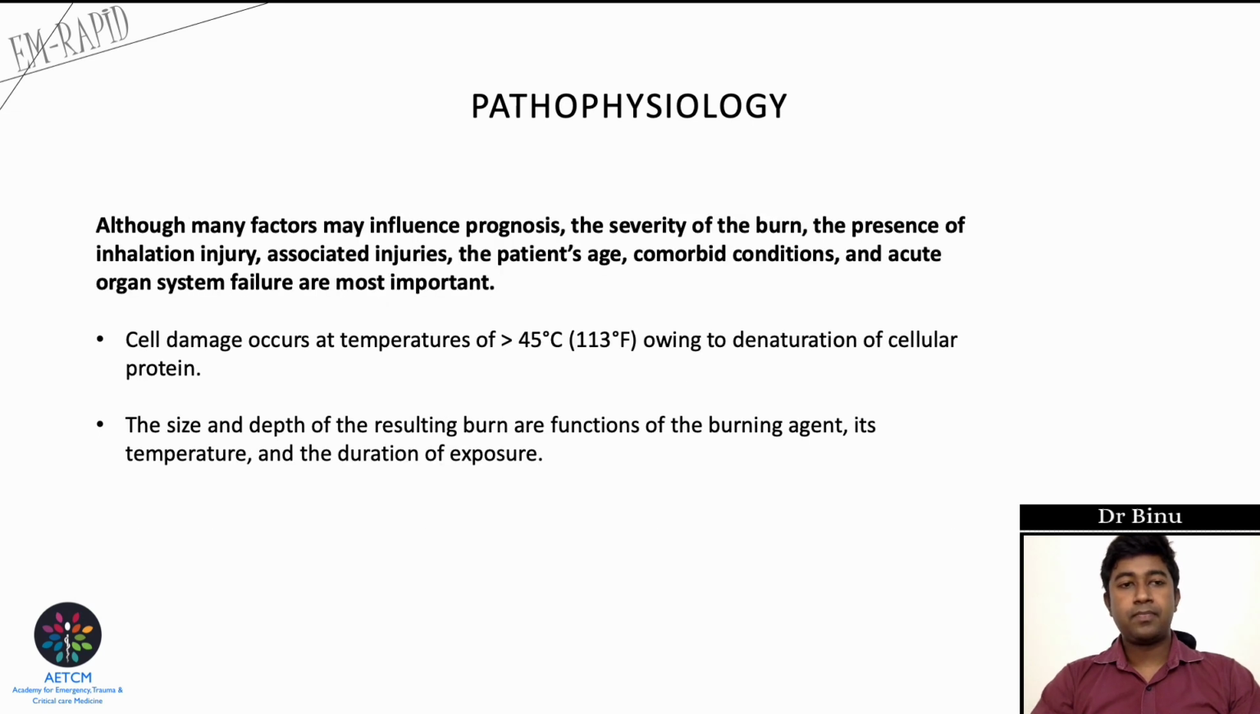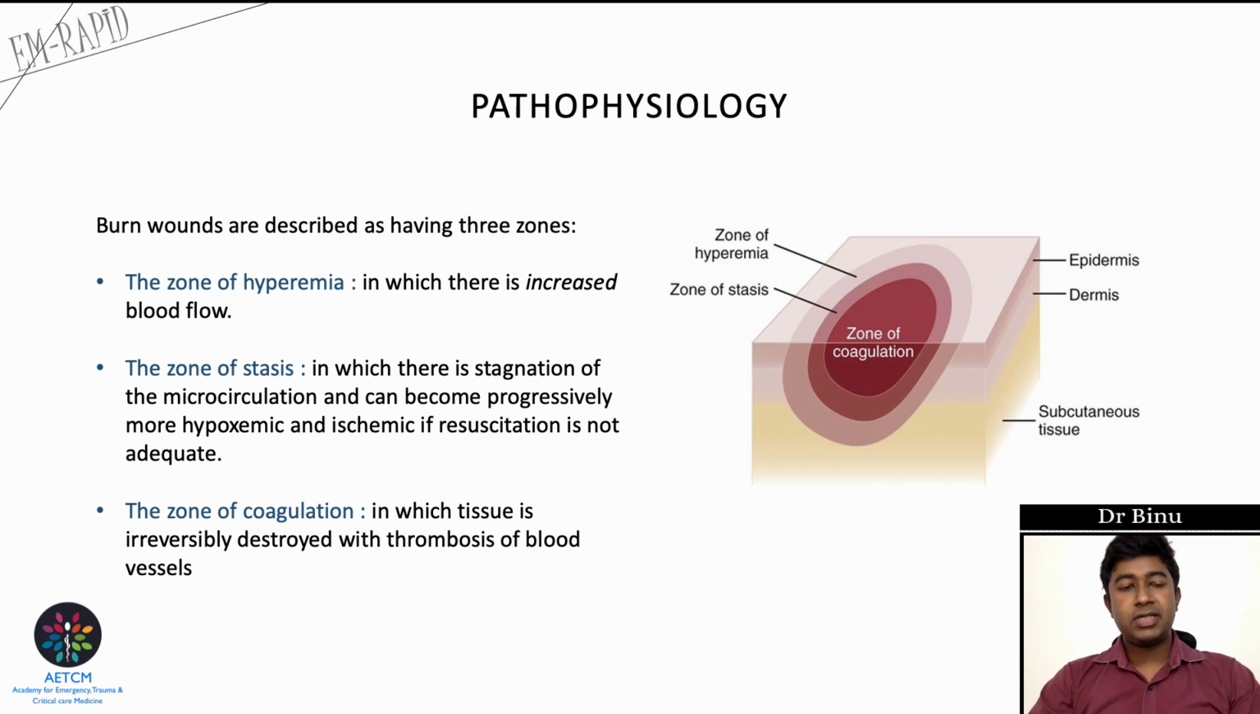burn wound. Although there are many factors that influence the prognosis, the severity of the burn, the presence of inhalation injury, associated injuries, and the patient's age, comorbid conditions, and any acute organ system failure are the most determining factors of prognosis. Cell damage can occur at temperatures above 45 degrees Celsius or 113 Fahrenheit, owing to denaturation of cellular protein. The size and depth of the resulting burn are functions of the burning agent, its temperature, and the duration of exposure.